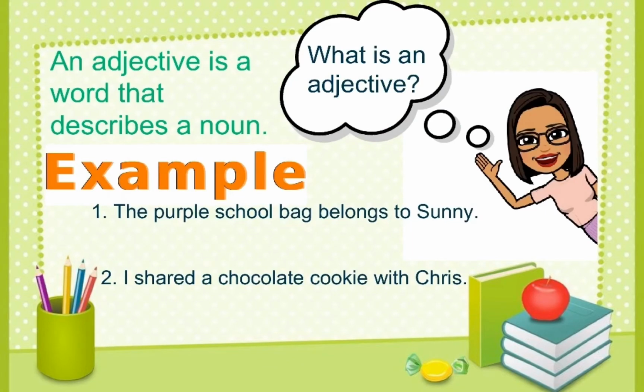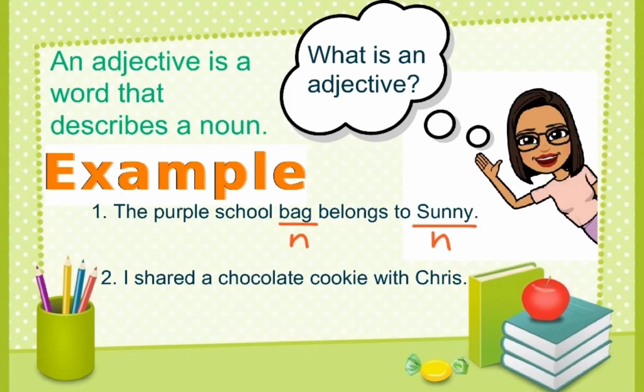What is an adjective? I know that you guys have been learning what is an adjective through all of your school years, but let's try to remember what is an adjective. An adjective is a word that describes a noun. Look at these examples. The purple school bag belongs to Sunny. First, let's try to identify what is the noun in this sentence. The purple school bag belongs to Sunny. Very good. Bag is the first noun that we have, and Sunny is the first noun that we have also.